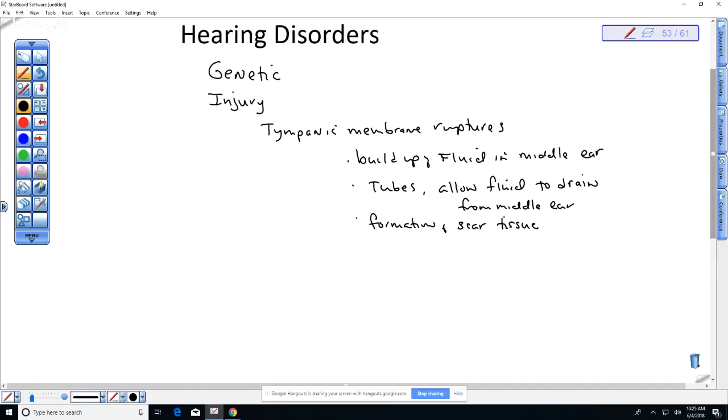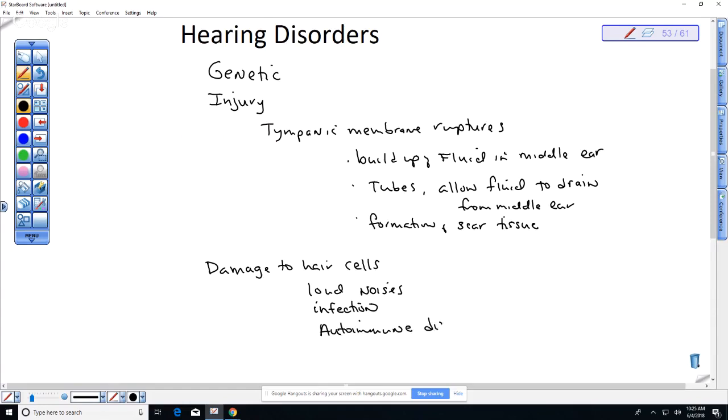We also talked about damage to hair cells. So this could be due to loud noises. It could also be due to infection, like viral infection. It can also be an autoimmune disease. So autoimmune diseases are where the immune system attacks the normal healthy tissue, and so this can lead to hearing loss.